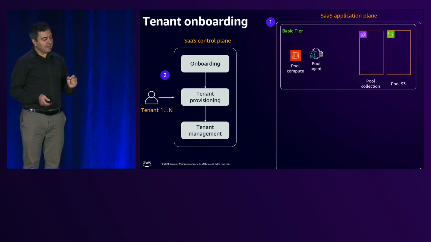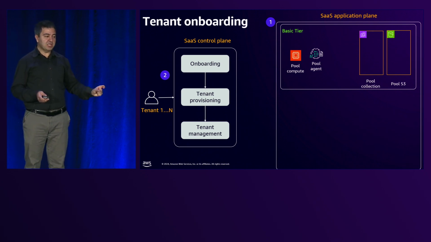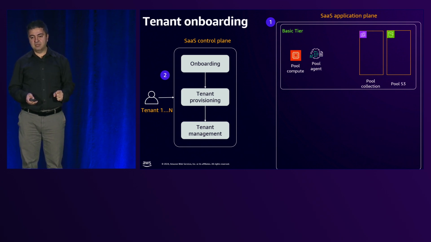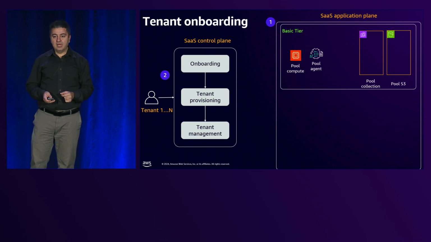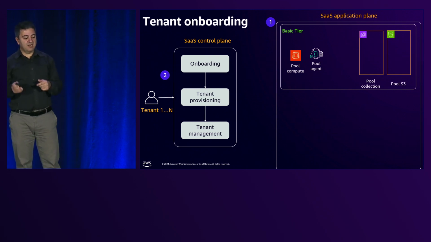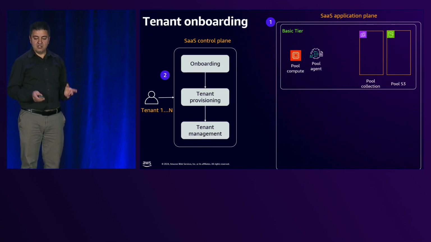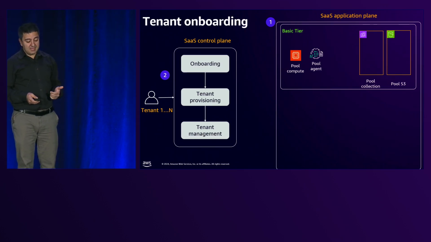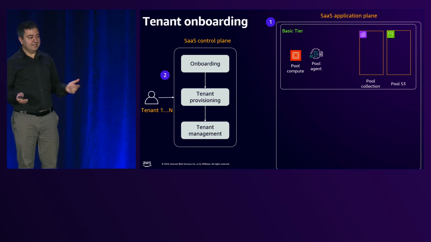For the tenant provisioning, there are some resources that need to be provisioned when that tenant is onboarded. And this is different for basic and premium tier. For basic, we are using mostly the shared services. It means that even before any tenant is onboarded into the system, those services exist. Here we have a pool S3 bucket, which is empty. We have a pool OpenSearch serverless collection. Again, no index is there. We have an agent that is already set up.